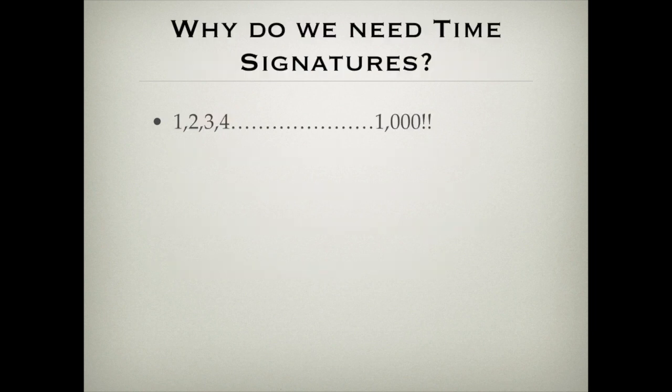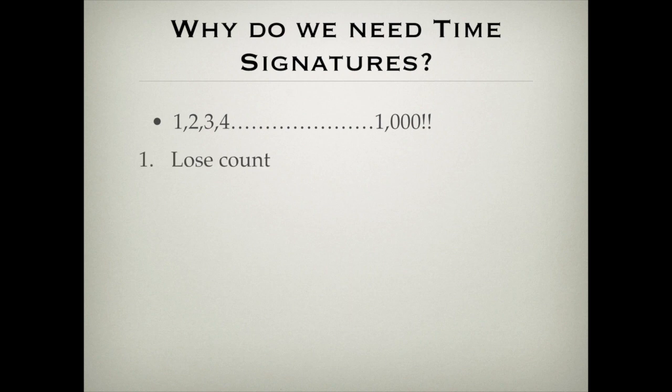So firstly, why do we need time signatures? Well, in theory, we don't. We could just simply count 1, 2, 3, 4, 5, 6, 7, and just keep going for as long as the piece was. So if it goes to 1,000, it goes to 1,000, and we could just keep counting like that. The problem with that is two things.